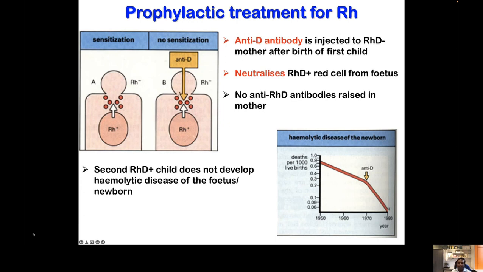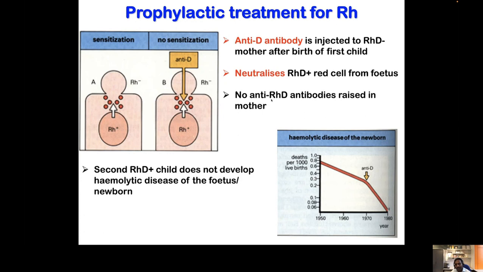So immediately, within a few hours, these antibodies will neutralize all the cells that came from the child, the Rh positive cells, and then completely remove them before the immune system kickstarts and produces memory cells and antibodies. Therefore, there won't be any memory cells, and therefore, there won't be any problem in the subsequent pregnancy.